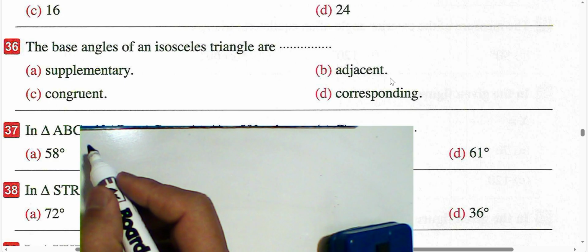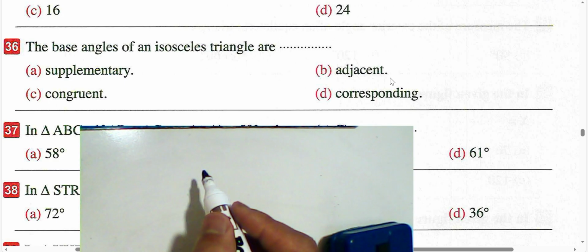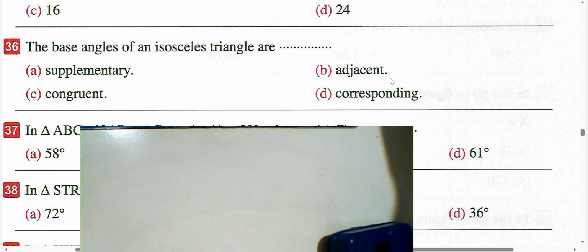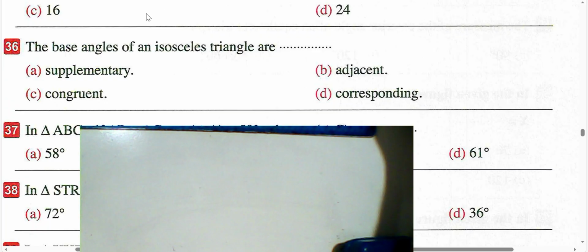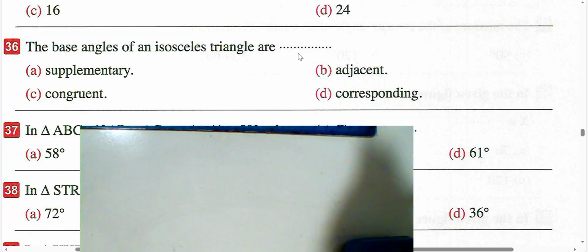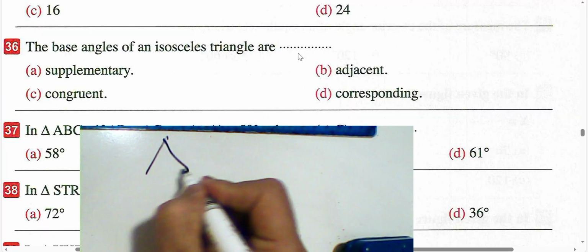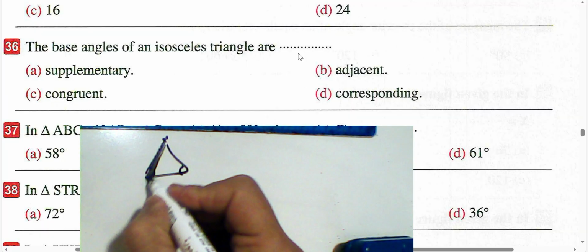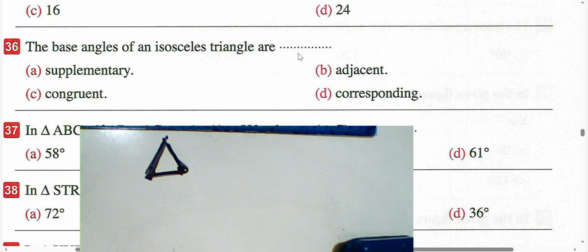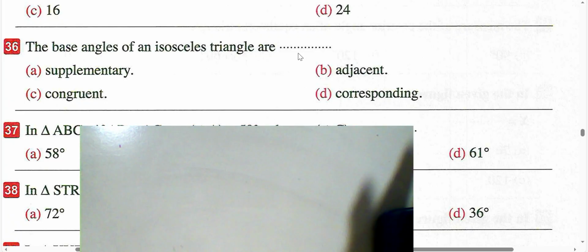Number 36. The base angles of an isosceles triangle. We have an isosceles triangle. The two base angles are equal in measure. They are congruent. It shows letter C.